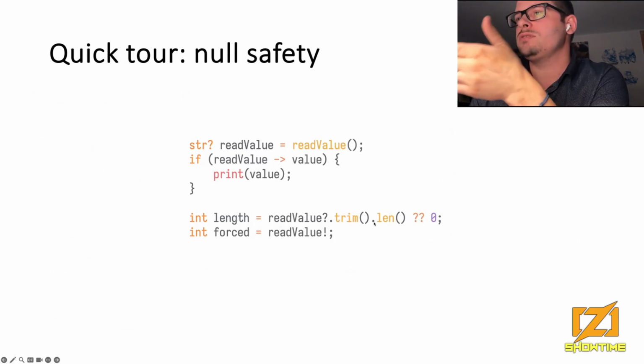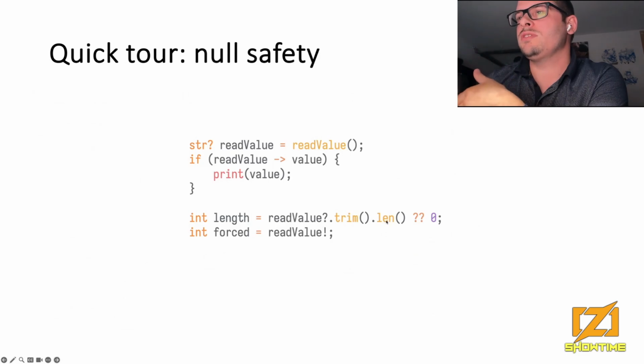Otherwise, you're going to go to the end of the expression and get what you want. Here you can specify a default value if this expression evaluates to null. And here I'm saying to the compiler, I'm sure this value is not going to be null, so please unwrap it.